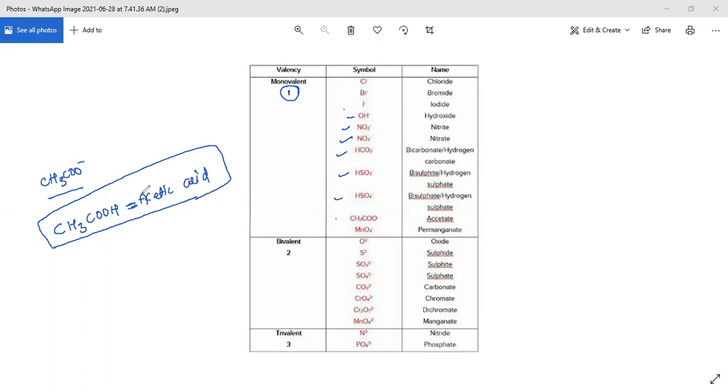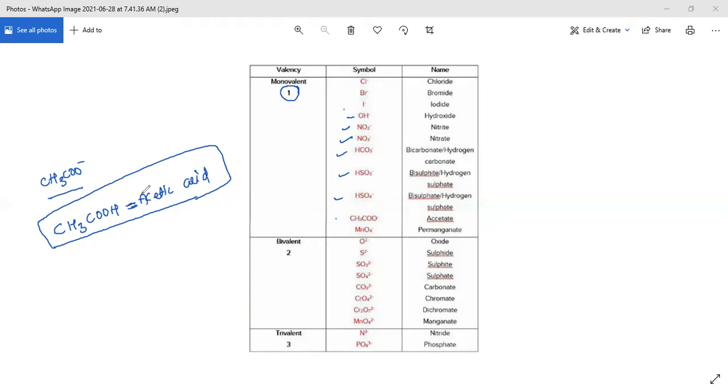The next one is permanganate, MnO4 minus 1. Next, bivalent: oxide, O minus 2, sulfide, S minus 2, sulfite, SO3 minus 2, sulfate, SO4 minus 2. Already some are repeating in this.